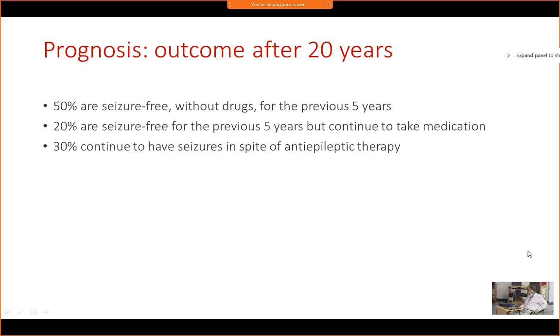So if there are 10 patients with epilepsy given treatment, at the end of 20 years, you ask, 5 of them have not taken any medicines for the last 5 years and they are okay. Another 20%, or 2 of them, would say that I am not having seizures for 5 years, but I am under medications. And the remaining 3 would say that no, in spite of having medicines, I am still having some seizures. So that is the pattern of these people after 20 years. So it is not totally dark, but it is not also totally pleasant.